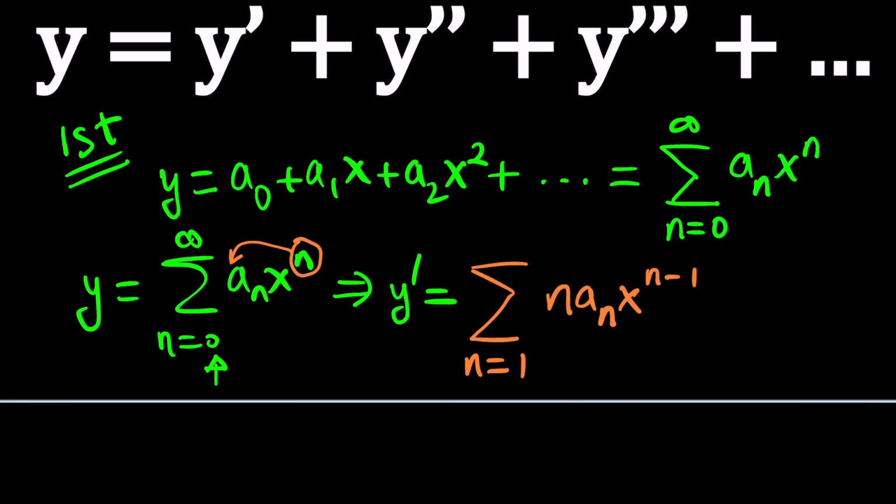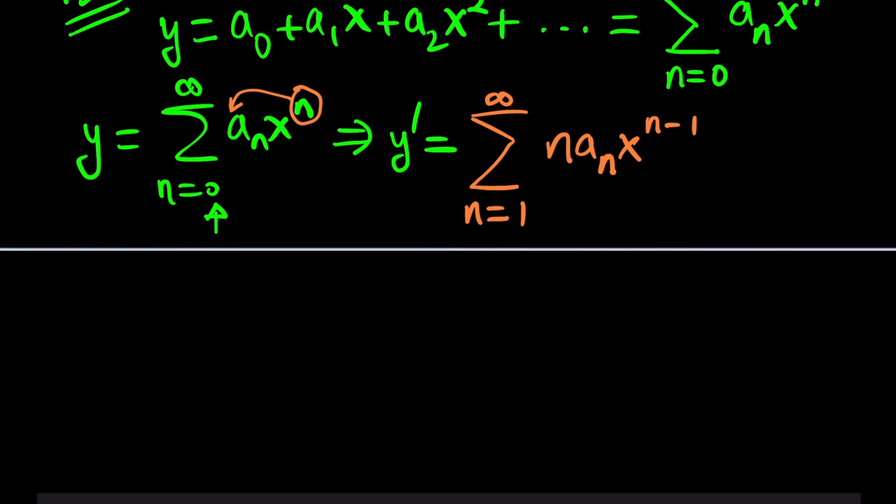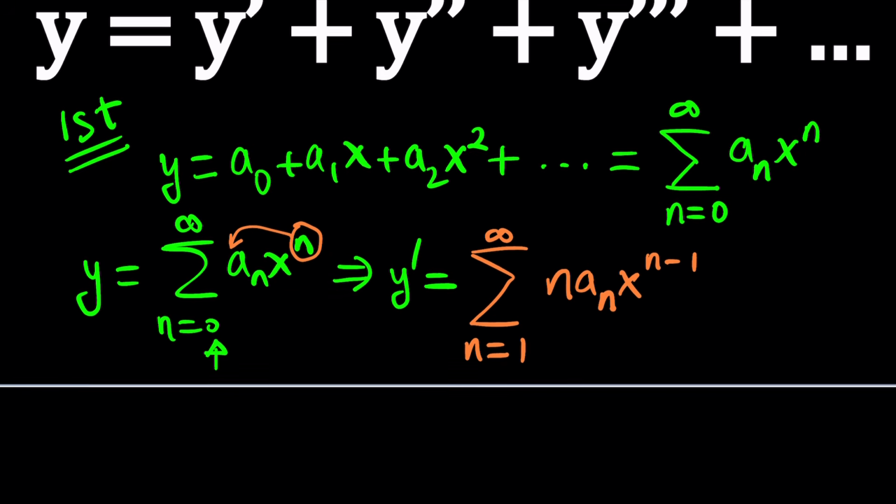So you have to now jump up to 1, okay? And every time you differentiate it, you're going to have to change the index, okay? Bump it up by 1. Of course, infinity is not going to change. This is the first derivative. And what are we going to do next? We're going to do the second derivative.